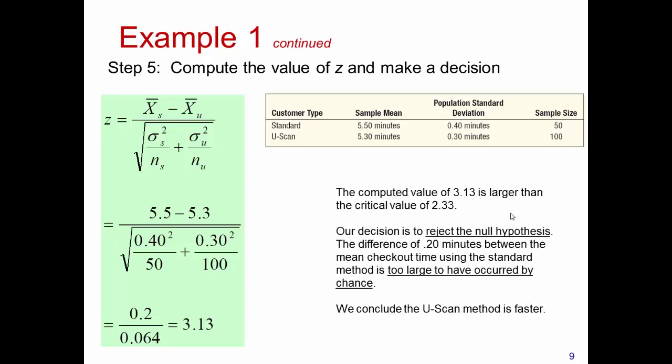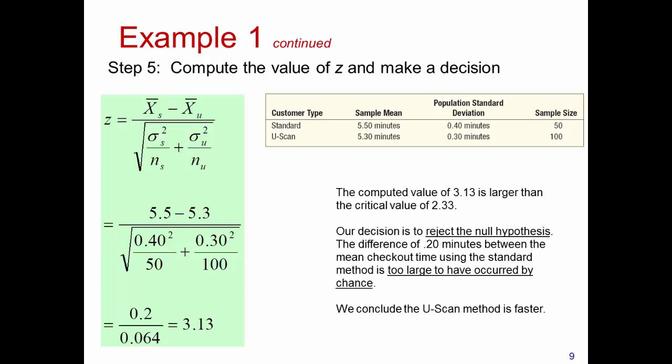So our decision is to reject the null hypothesis. The difference of 0.20 minutes between the mean checkout times using the standard method is too large to have occurred by chance. We conclude that the UScan method is faster.